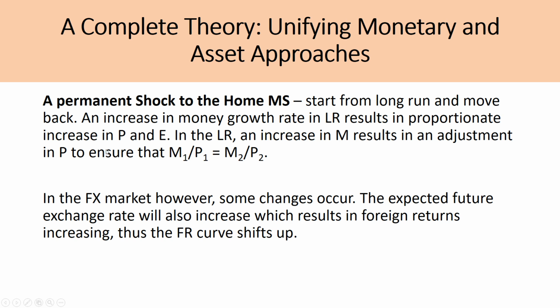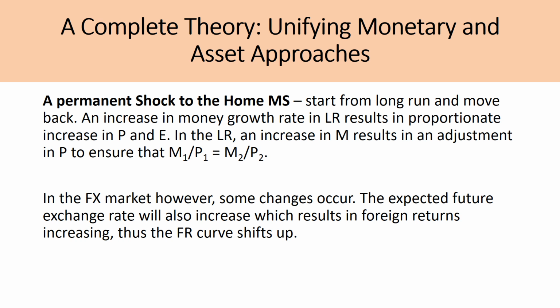So if M increases, if the numerator increases, the denominator also has to increase. So M divided by P, the real money supply in period 1, will equal the real money supply in period 2, regardless of whether the money supply increases, because if M increases, then P also has to increase. In the FX market, however, some changes do occur. Even though the MS line will stay the same in the money market, in the FX market the expected future exchange rate will also increase, which results in foreign returns increasing. Thus, the FR curve shifts up.